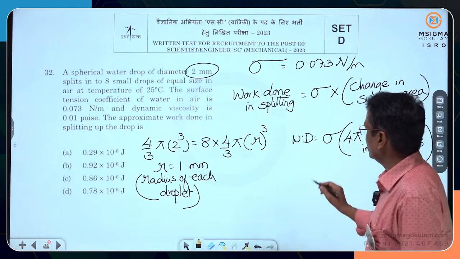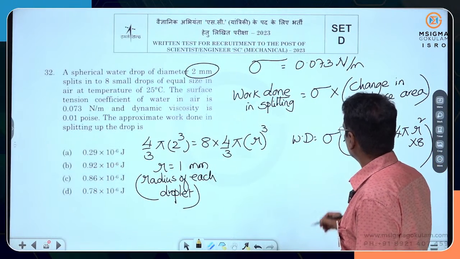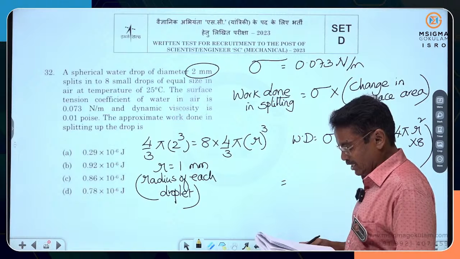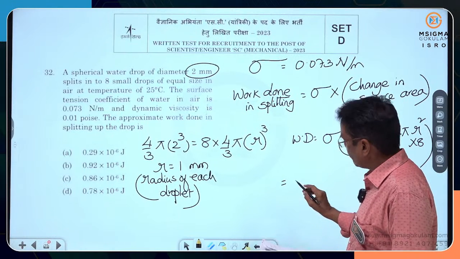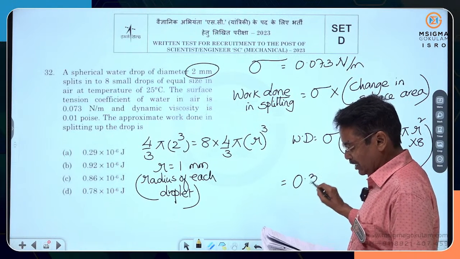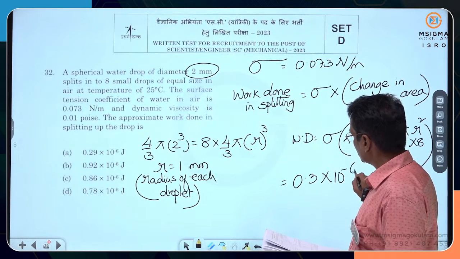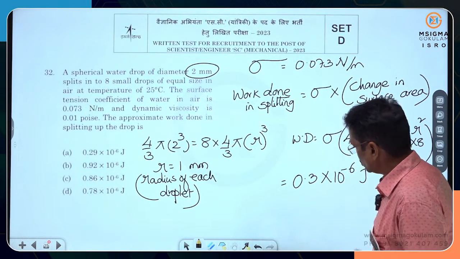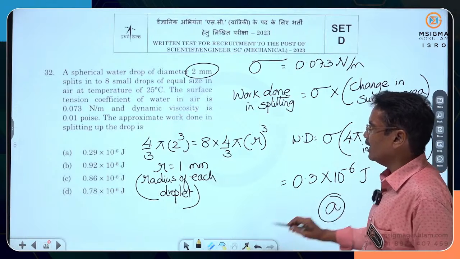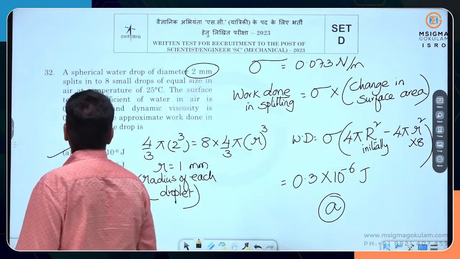Okay. Sigma is given there, then you can calculate, you will get the answer as 0.3 into 10 power minus 6 joules. So answer will be A, almost 0.3 get.